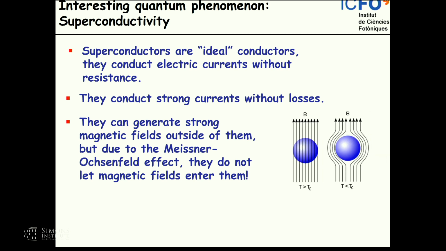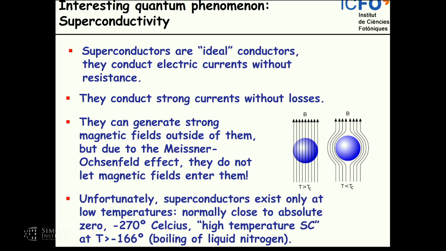So if you cool the superconductor below the critical temperature, it pushes out the magnetic fields. This can be used for magnetic levitation, obviously, if you make magnetic fields by strong magnets around it. And it is used, in fact, to levitate trains nowadays. And unfortunately, as you know, the superconductors exist only at very low temperatures, normally close to absolute zero, but high temperature superconductors at the beginning were at temperatures close to the boiling of liquid nitrogen. Now they are at around minus 100 degrees, but still it's not room temperature, even in California.